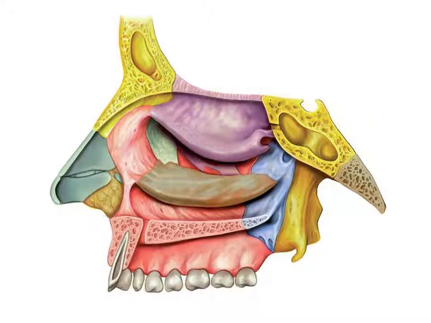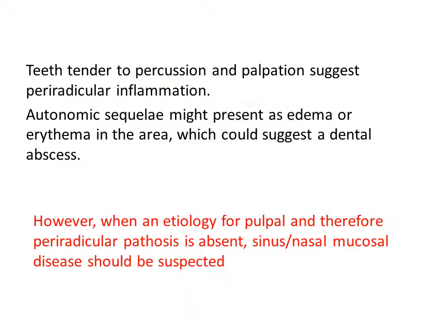So here it's very clear. The teeth are tender to percussion and to palpation. Maybe the dentist will misdiagnose that as periradicular inflammation. And autonomic sequelae may be edema and erythema in the area noted by the dentist during palpation. It might be misdiagnosed as a dental abscess.